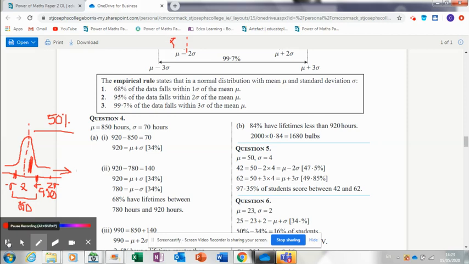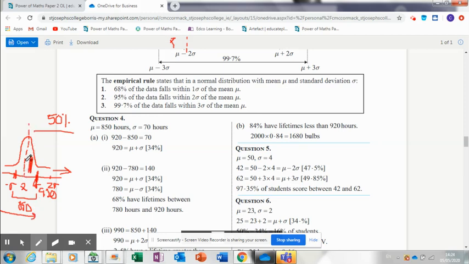Okay, so the last part of that then is if a shop bought 2,000 of these bulbs, how many might burn out before 920 hours? Now, up as far as here, we said, is 920, right? Up as far as here. So all this much of them would burn out before 920 hours. So how many is that?